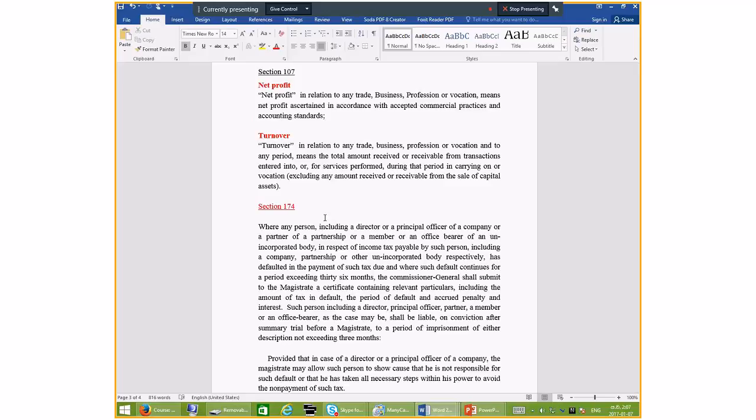Right? The word turnover: turnover in relation to trade, business, profession, or vocation and to any period means the total amount received or receivable upon transactions entered into or for services performed during the period in carrying on the vocation. Here again, the word turnover is defined. The special reference is to any amount received or receivable. That means the word turnover is defined to catch the accrual basis; though the amount is not received, even on the accrual basis turnover is assessed, and credit sales are taken into account.